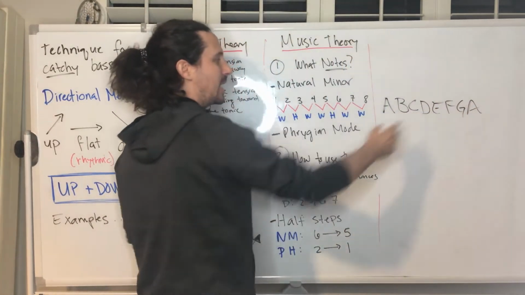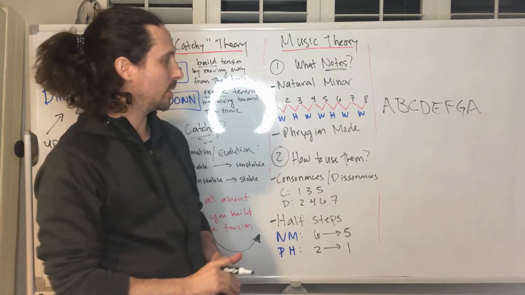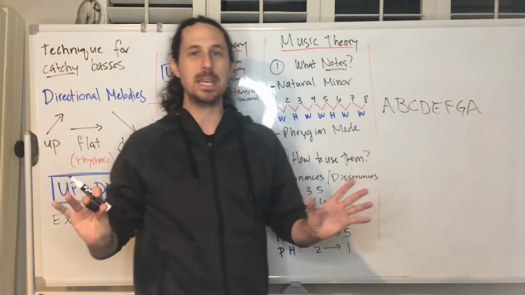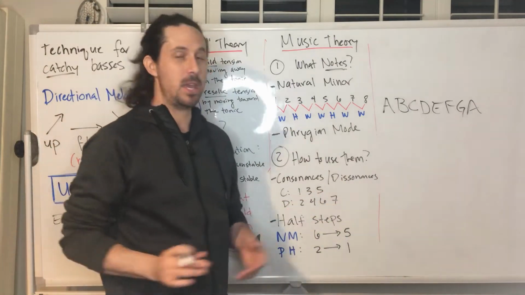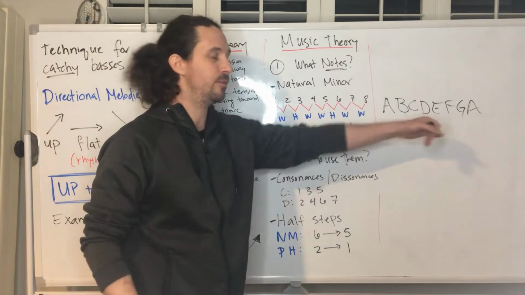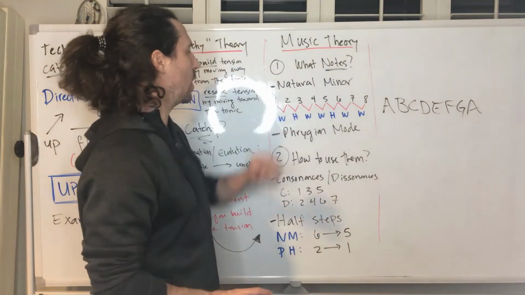Okay? And so that's exactly how you use the minor scale formula to derive the notes in any given minor key. As long as you start with the first note, you can figure out the rest of the notes, okay? So these are what notes to use.